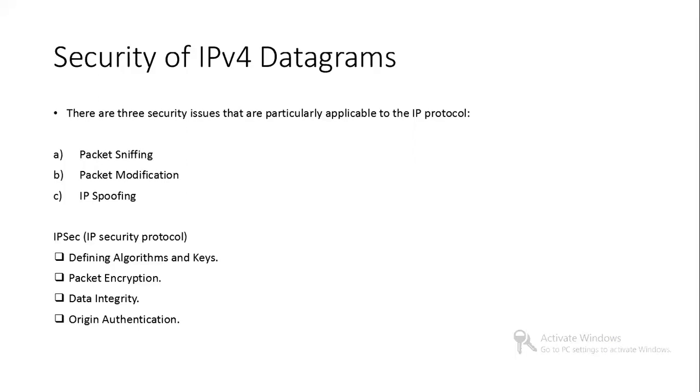So, what do we mean by defining algorithms and keys? The two entities that want to create a secure channel between themselves can agree on some valuable algorithms and keys to be used for security purposes. Packet encryption means that the packets exchanged between two parties can be encrypted for privacy using one of the encryption algorithms and a shared key agreed upon in the first step. This makes the packet sniffing attack useless.